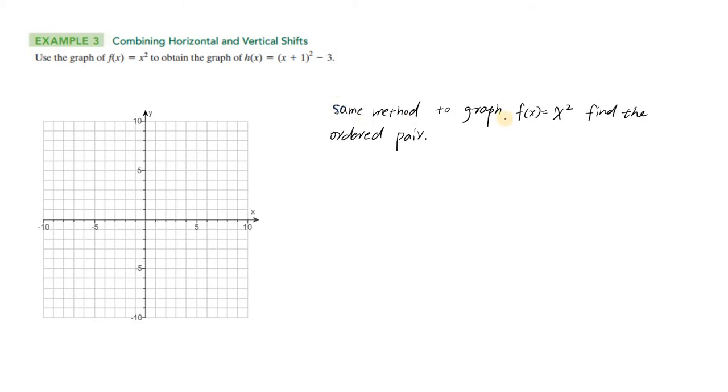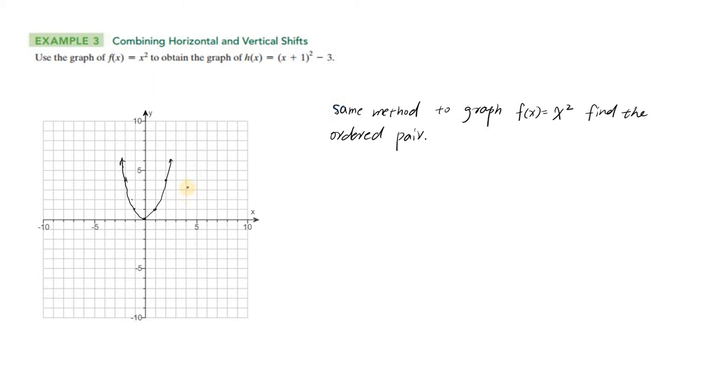So we use the same method to graph f of x equal to x squared and find the ordered pairs. If you plug in, we're going to do it really quick. You're going to have 0, 0. We're going to have 1, 1. And then we have 2, 4. So doing the same thing here, we have these 5 points, and then we're going to connect them. Alright guys, I know it's far from perfect, but the idea is you graph it by using ordered pairs.